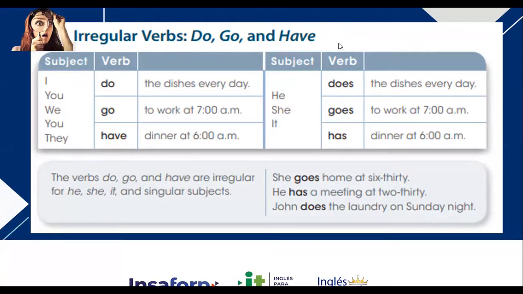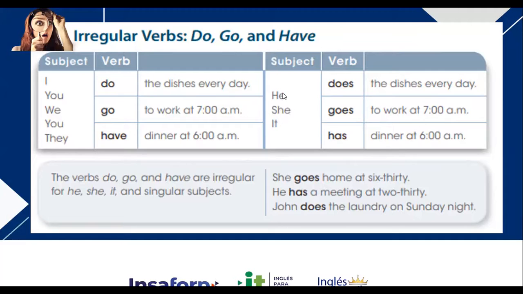For example, say I do the dishes every day. We go to work at 7 a.m. They have dinner at 6 a.m. And also at the right side, we have the third singular person. Right here, we said he does the dishes every day. She goes to work at 7 a.m. It has dinner at 6 a.m.